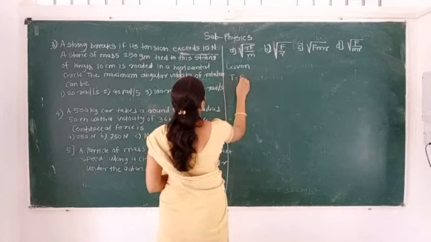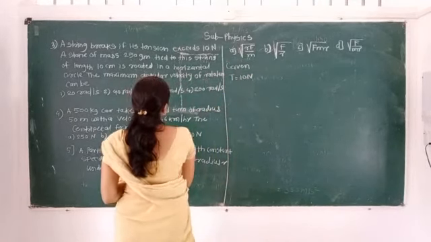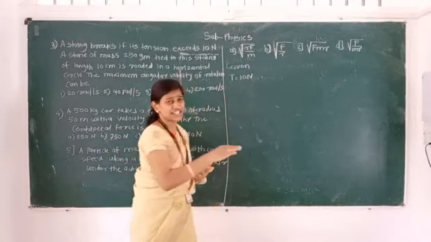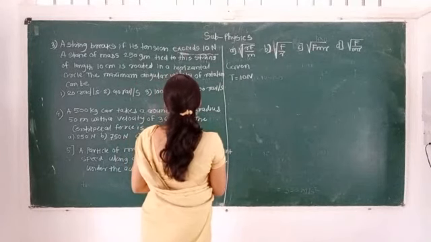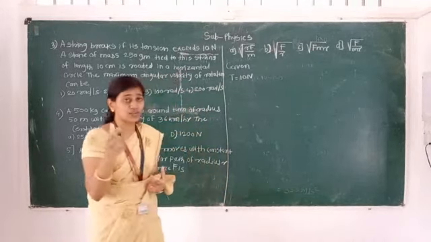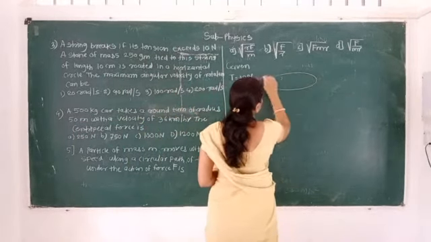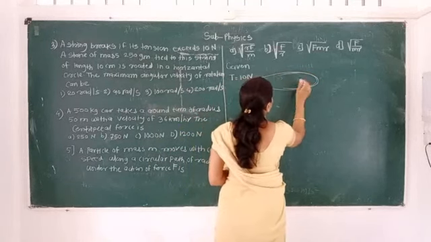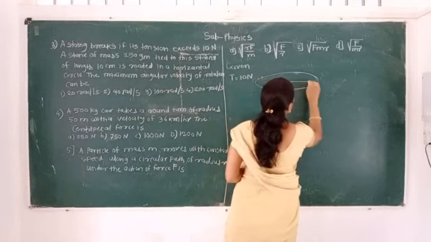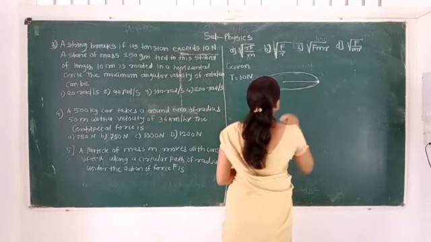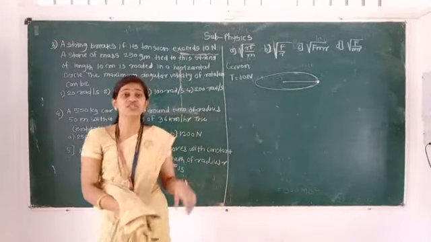Tension T is 10 Newton. See there, the string breaks if its tension exceeds. That means if tension increases up to 10 Newton, at that time the string is going to break. Already the string has one end tied to the stone and it is rotating in a horizontal circle. Here we are getting the horizontal circle, and in that the stone is present here. When the tension exceeds 10 Newton, at that time the string is going to break.